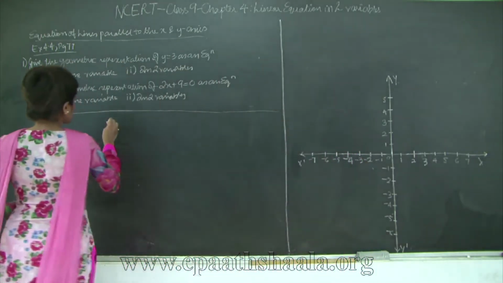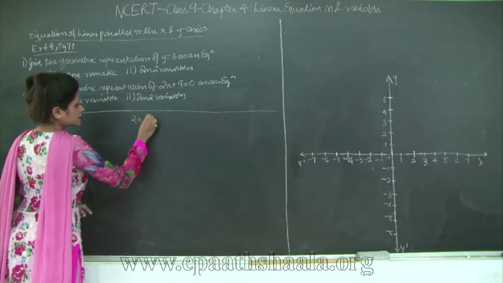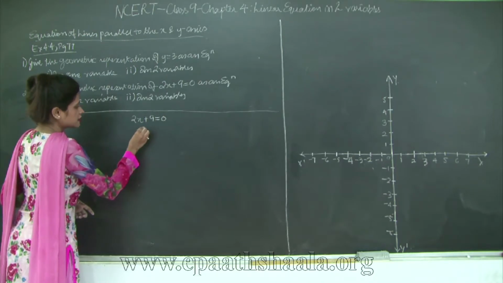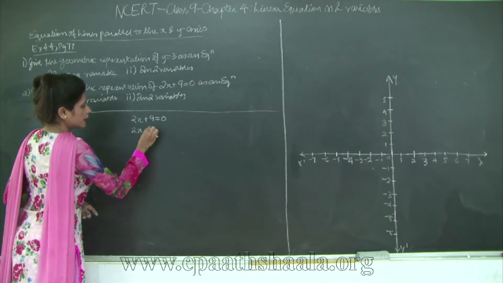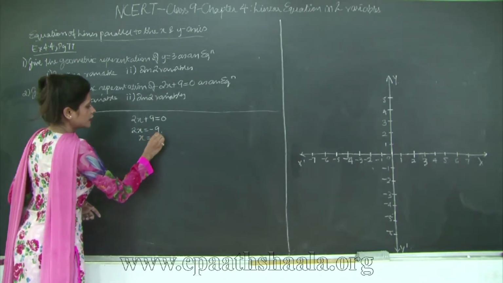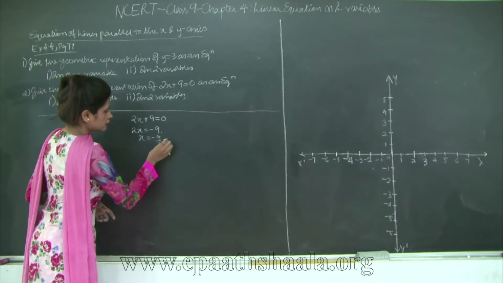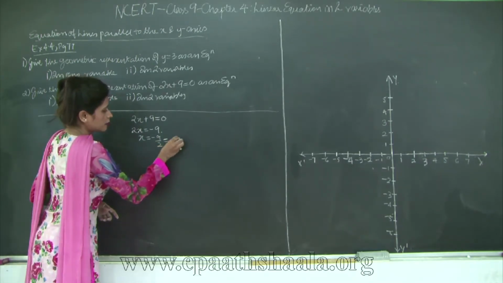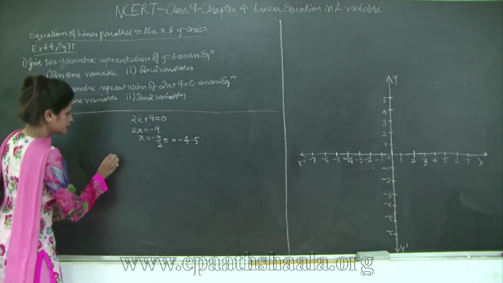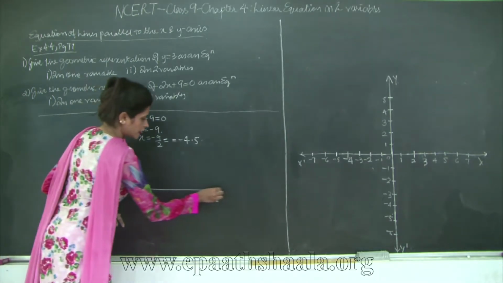So, solving for the first part, or rather simplifying this equation, 2x plus 9 is equal to 0, correct. Therefore, 2x is equal to minus 9, correct. Therefore, x is equal to minus 9 upon 2. So, minus 9 upon 2 is nothing but minus 4.5. So, representing this linear equation in one variable, I will draw a number line.